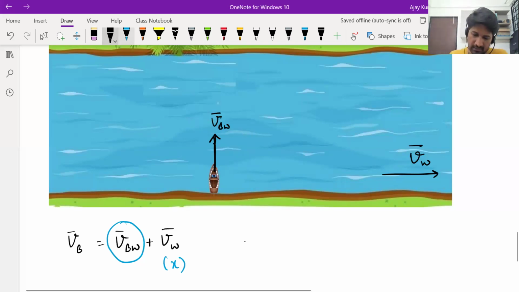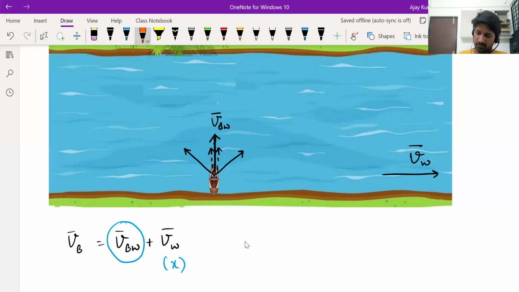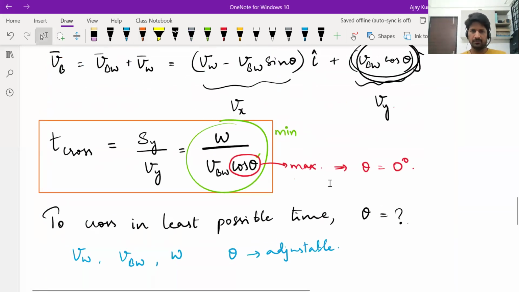Because if it is inclined at some other angle, maybe downstream like this or upstream like this, you can see its component will become shorter. I'll draw it as a dotted arrow. The components will be shorter. If you want to cross the river in shortest possible time, you have to ensure that this component is maximum. So make all the VBW point in that direction itself. And that is what the mathematics also says here. We derived a general expression for time taken to cross the river. And to minimize the time taken to cross the river, we see that theta should be 0 degrees.